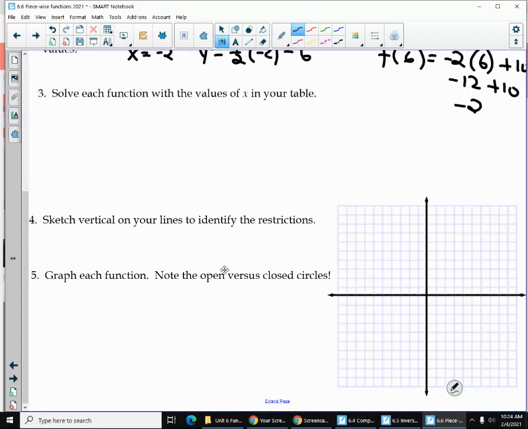So sketch the vertical lines to identify the restrictions. The restrictions for this function were -2, because it says between -2. Let me actually use maybe a different color. And the other restriction was 6. So 1, 2, 3, 4, 5, 6.